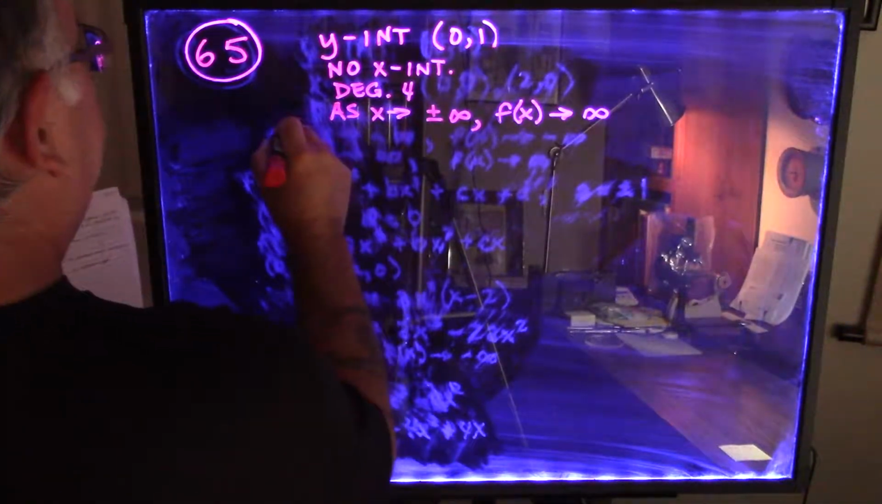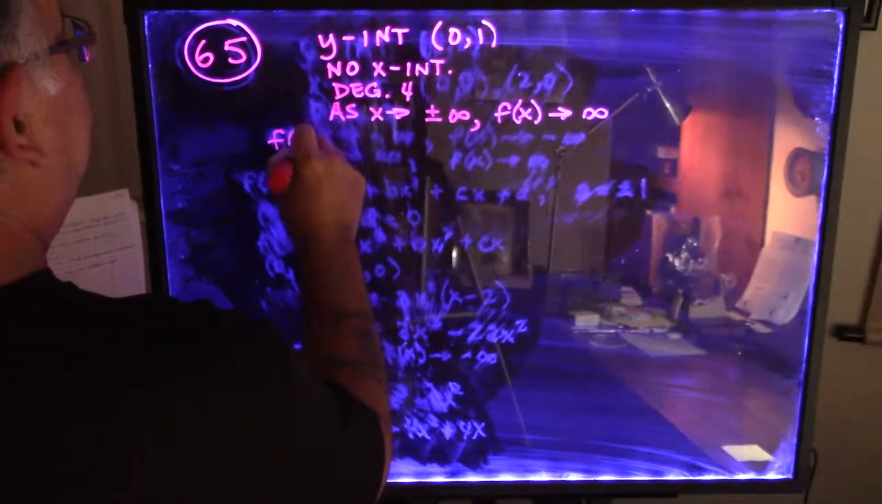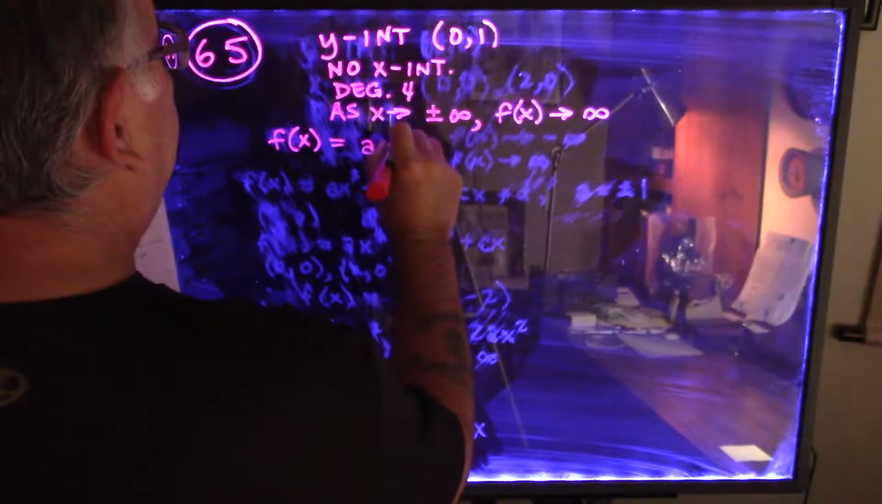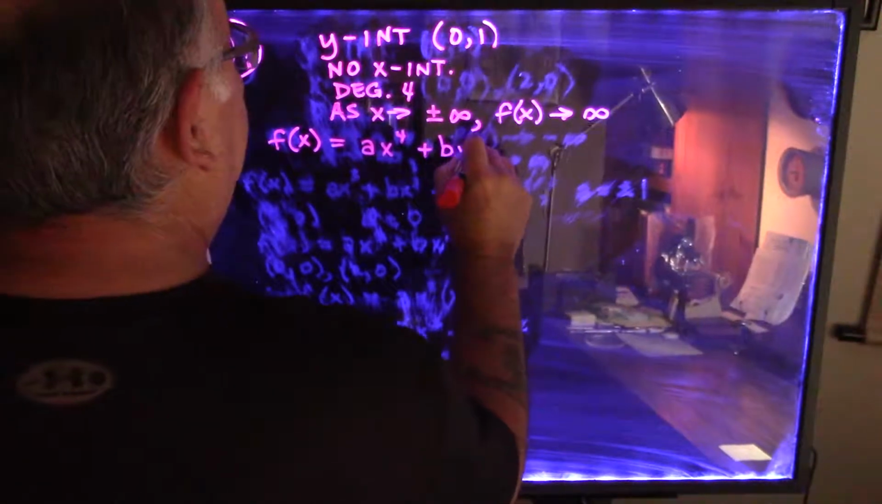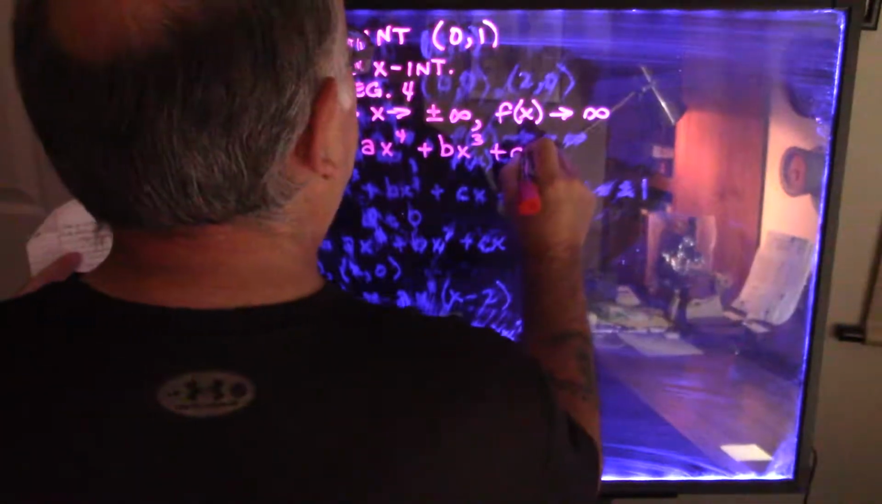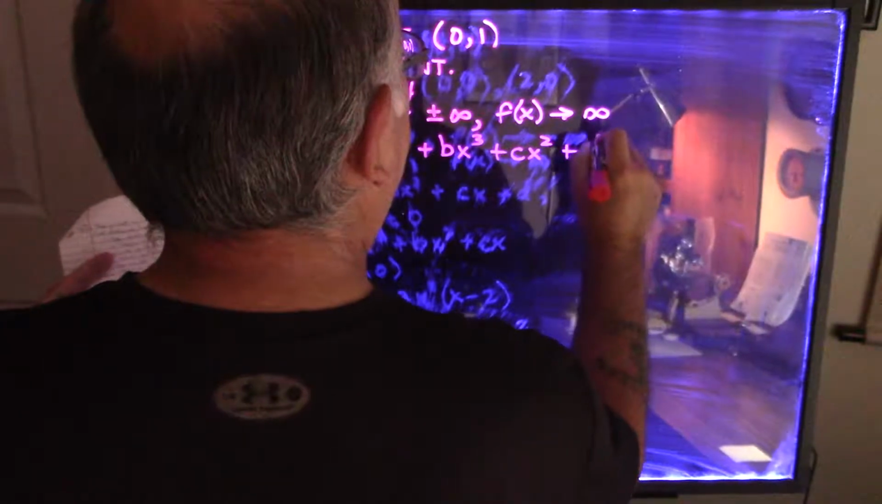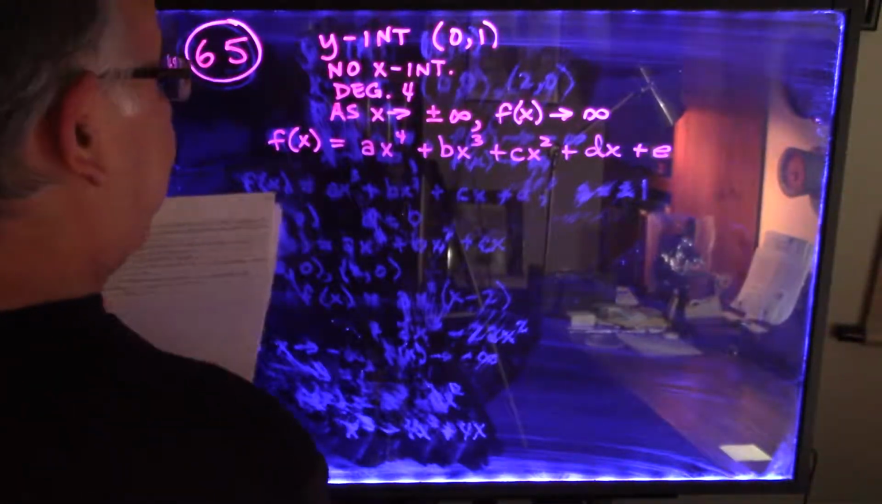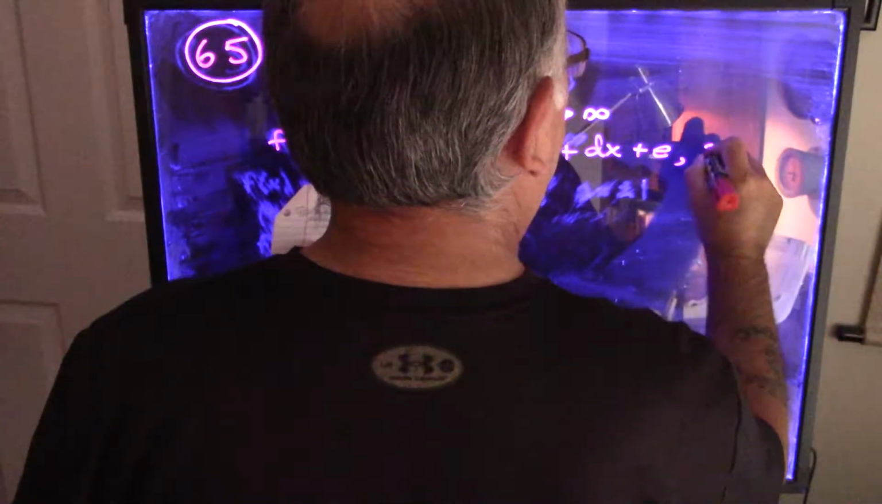Okay, so f of x must look like this in general: ax to the 4th plus bx cubed plus cx squared plus dx plus e, where a is plus or minus 1.